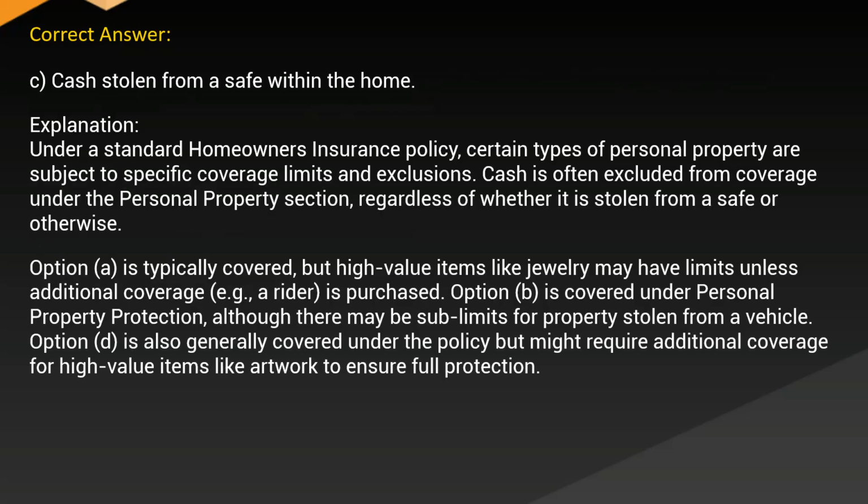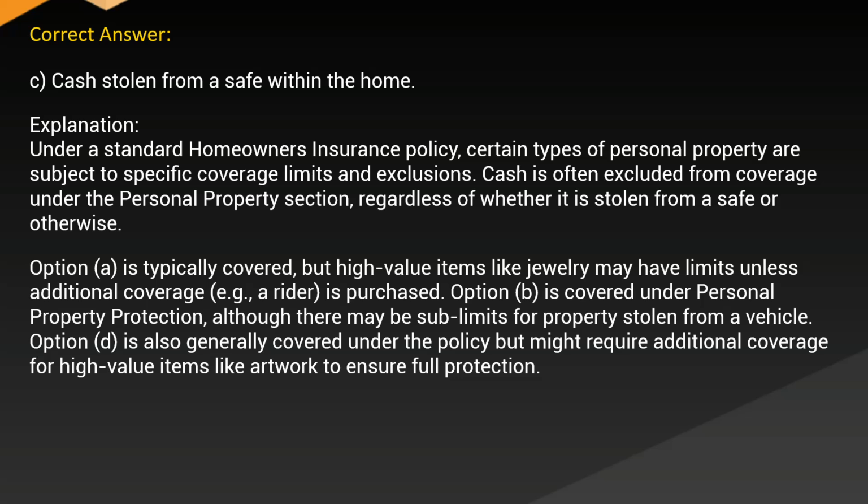Correct answer. C. Cash stolen from a safe within the home. Explanation. Under standard homeowners insurance policy, certain types of personal property are subject to specific coverage limits and exclusions. Cash is often excluded from coverage under the personal property section, regardless of whether it is stolen from a safe or otherwise. Option A is typically covered, but high-value items like jewelry may have limits unless additional coverage, e.g., a rider, is purchased.